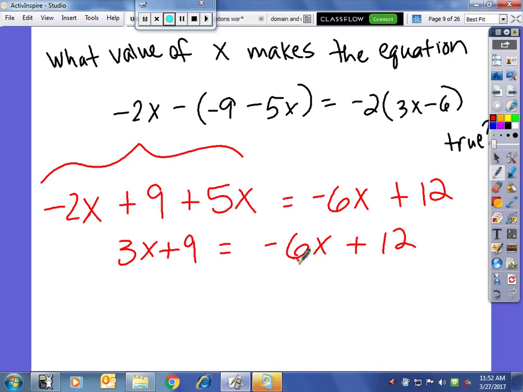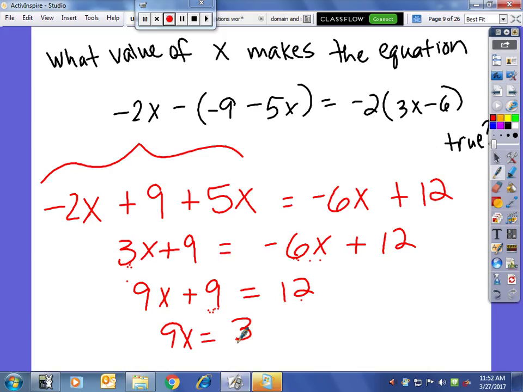I'm going to move these negative 6x's over here to be with these positive 3x's. So I'm going to add 6x to both sides. 9x plus 9 equals 12. Now I'm going to move these 9's. Subtract 9 from both sides, and I'm getting 9x equals 3.